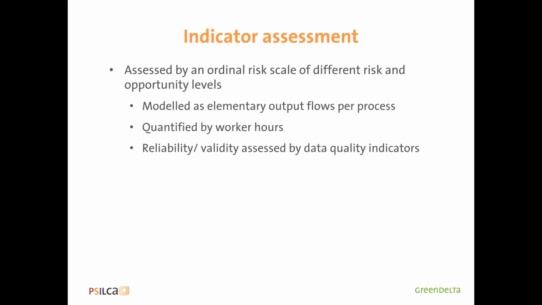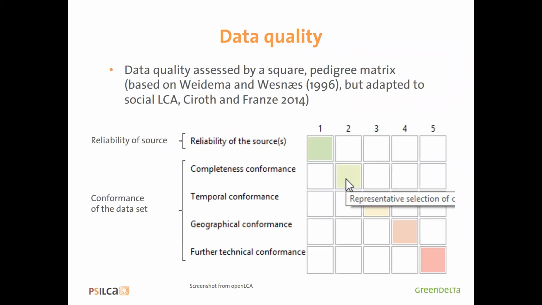They are quantified by worker hours as the activity variable, and the reliability and validity of the data sets for every process and every indicator flow is assessed by data quality indicators. The data quality in turn is assessed by a pedigree matrix, which is based on the study of Weidema and Wesnaes. And it is assessed by 5 different data quality indicators, which refer to the reliability of the source and to the conformance of the data set. And then there are 5 different levels of data quality.